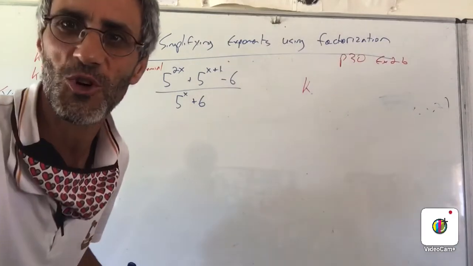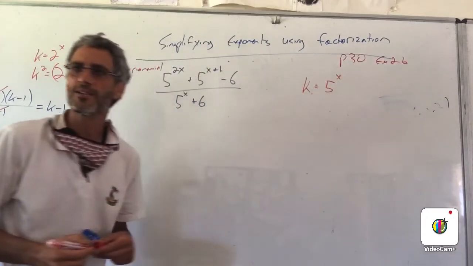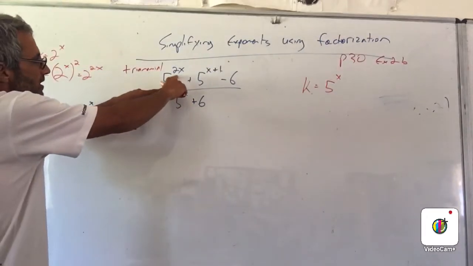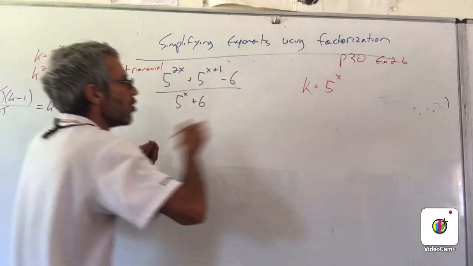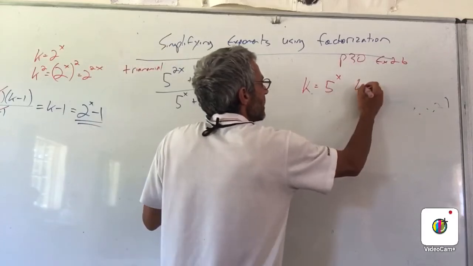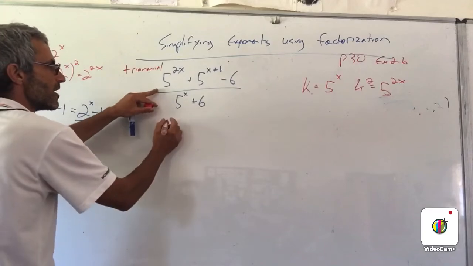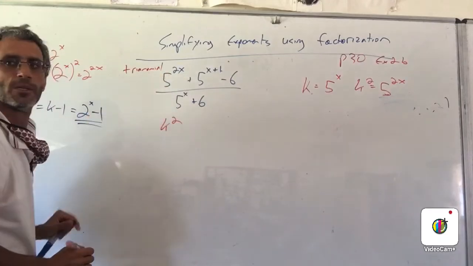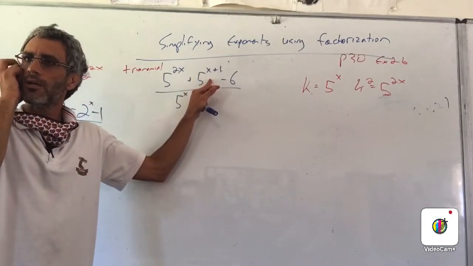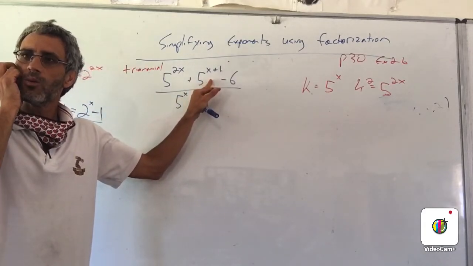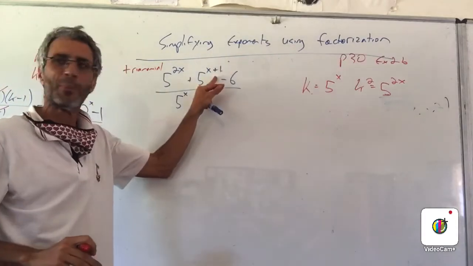5 to the power of x. That's a good guess, because this is going to be the square of that. Just like we had before, if k equals 5 to the power of x, k squared is going to be 5 to the power of 2x. And this one I can write down as k squared. But I've got a problem: it's x plus 1. So would it just be k? Well, if it was just 5 to the power of x, it would be just k. But I've got that plus 1.